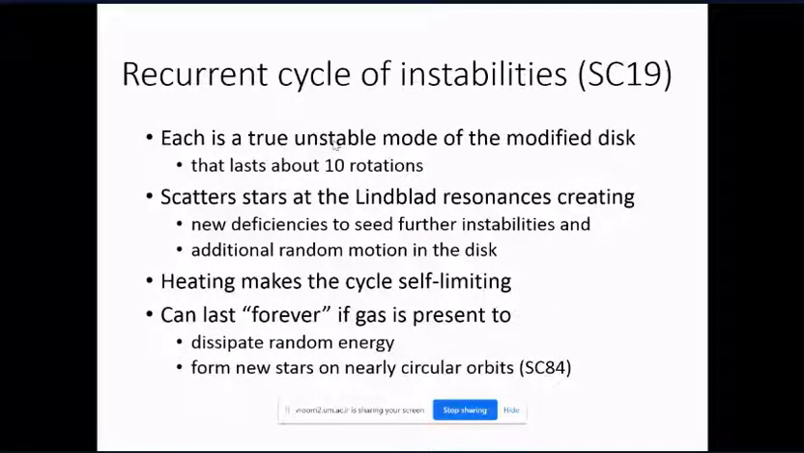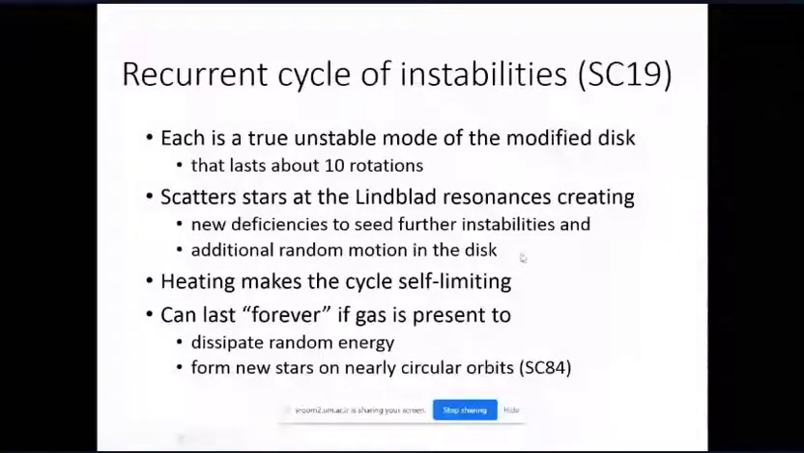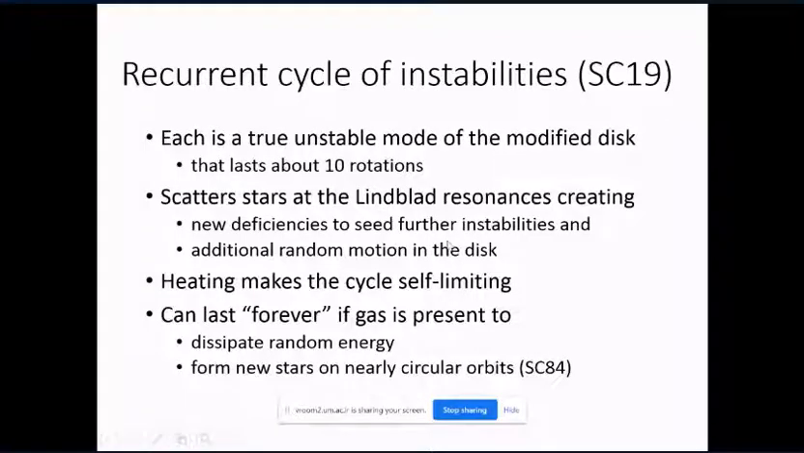And so those unstable modes grow until they saturate, then they rotate for a couple of rotations, and then they begin to decay. And as they decay, they scatter stars at their Lindblad resonances, which creates another modification to the disk, which seeds a new instability. And so the cycle becomes self-perpetuating. But unfortunately, as the cycle proceeds, a lot of random motion builds up in the disk, and it makes the cycle self-limiting. So if I start with a simulation and don't do anything about it, the heating continues for probably 20 or 30 rotations of the disk before the random motion of the disk becomes too large to support any more spirals, as we saw in my movie.